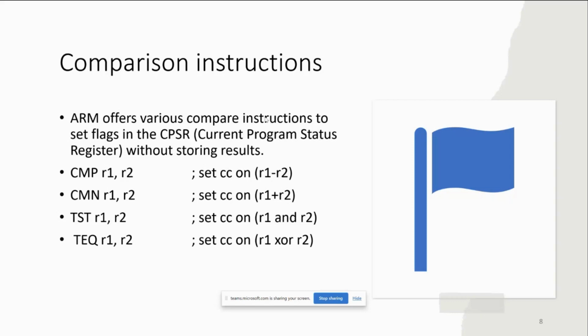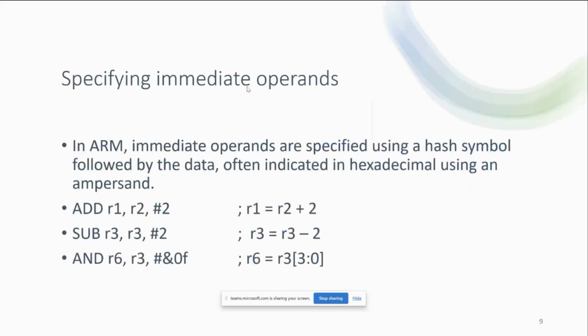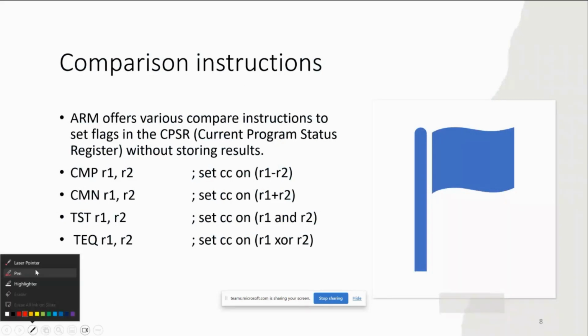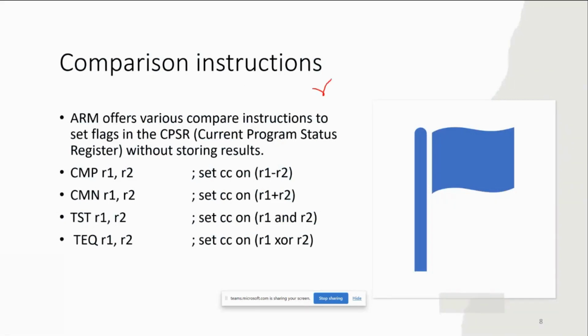Suppose we had R1, R2. R1 and R2 have some values. I do not know what is stored in them. If we want to see whether these two numbers are equal or not, we just subtract them and see whether the difference is 0 or not. So we have a comparison instruction that compares R1 and R2. If I write CMP R1, R2, what it basically does is R1 minus R2.